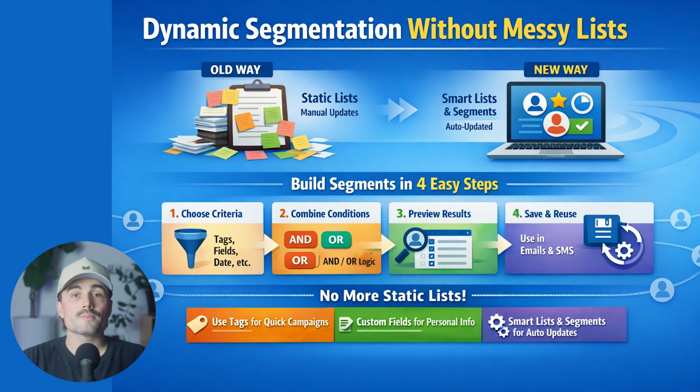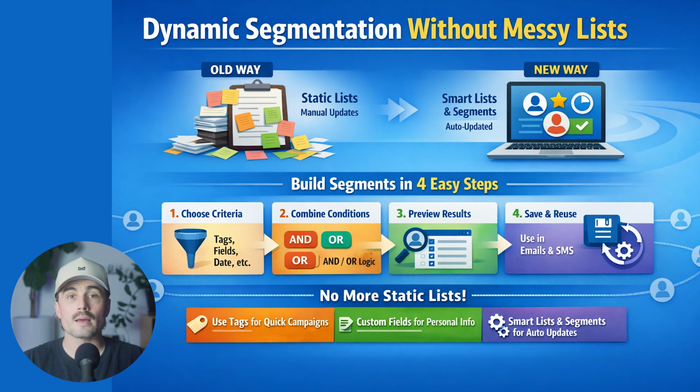Smart lists and segments. Smart lists are live filters on your database. They're like saved searches that automatically update when someone meets or stops meeting the criteria. For example, you can create a smart list of all contacts tagged customer and VIP who have not purchased in 60 days. As soon as someone qualifies, they appear on the list. When they buy again, they drop off. Segments are similar, but often used in emails. You define conditions like tags, fields, and activity, and GoHighLevel continuously checks who fits. It's like having a dynamic list without ever manually adding or removing contacts.